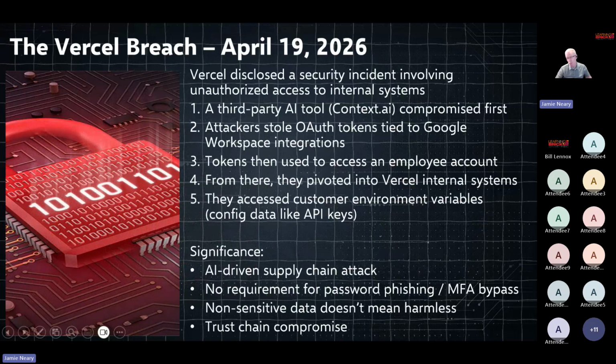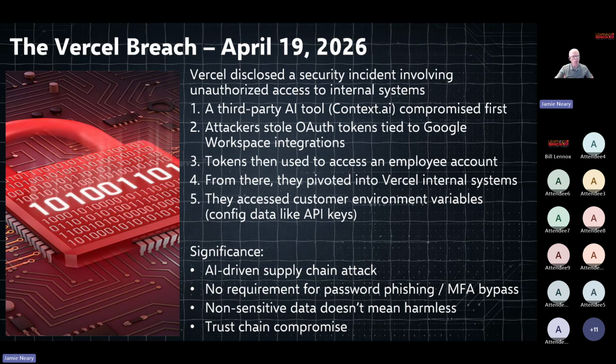Now, a month ago to the day, we have what's called the Vercel breach. So Vercel is a cloud-based development component that leverages what's called OAuth, open authentication. Now, what happened in this scenario was they had a security incident regarding unauthorized access to their internal systems. So a third-party tool got compromised first, what's called Context AI. So this is where we take a look at the whole supply chain problem that's in here. Attackers stole OAuth tokens tied to Google Workspace integrations.